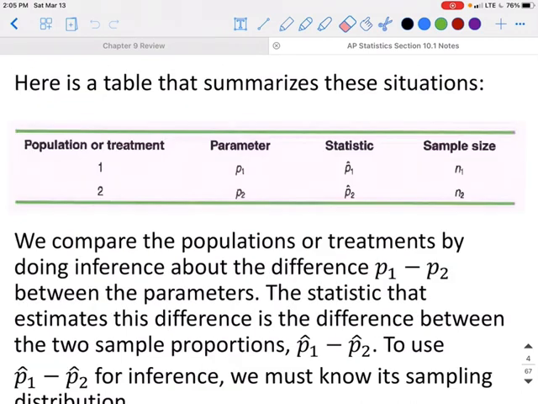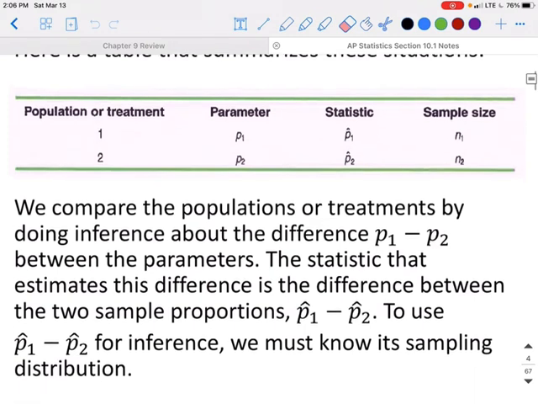Here is a table that summarizes these situations. So we have two different populations or treatments. We have population 1 or treatment 1, and population 2 or treatment 2. For each of these populations or treatments, there is a parameter of interest, P1 and P2. And for each, there can also be a statistic taken from the sample, p hat 1 and p hat 2. We're also going to have sample sizes for each, n sub 1 and n sub 2. Those sample sizes do not have to be the same size, so we do have to distinguish which one is which.